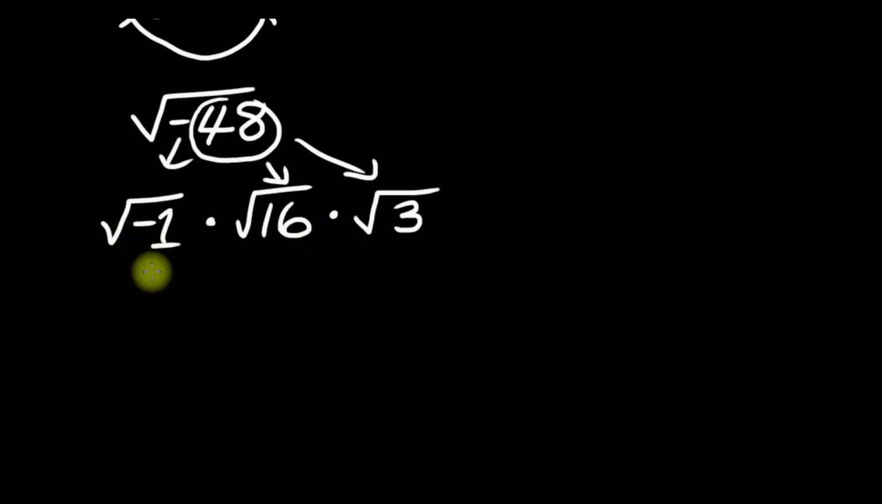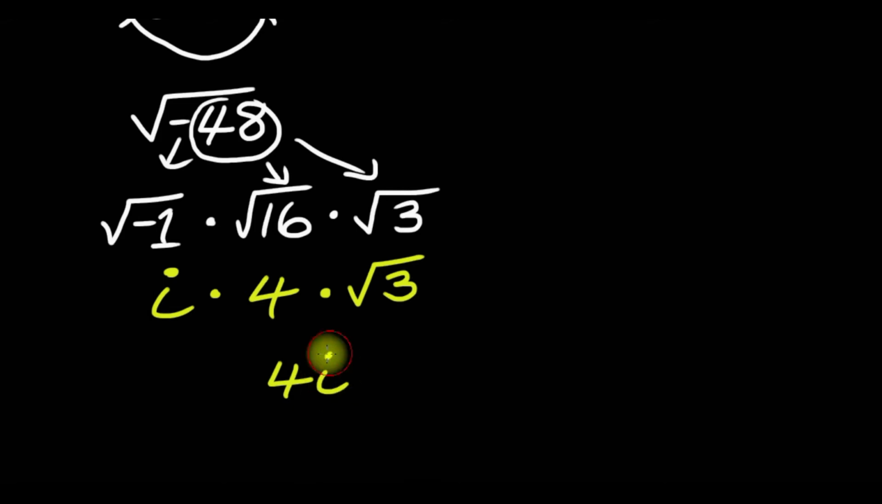Okay, so square root of -1 here is going to come out as an i. Square root of 16, that's 4 because 4 times 4 is 16, and then square root of 3 stays the same. So here, if we multiply everything all together, we're going to get 4i, because i times 4 is 4i, and then square root of 3.